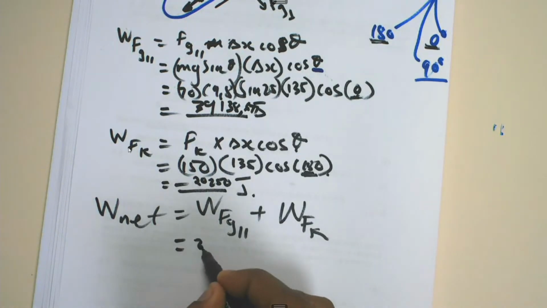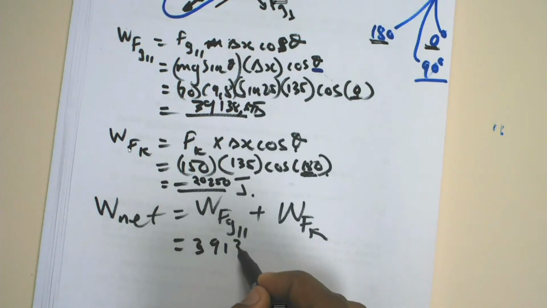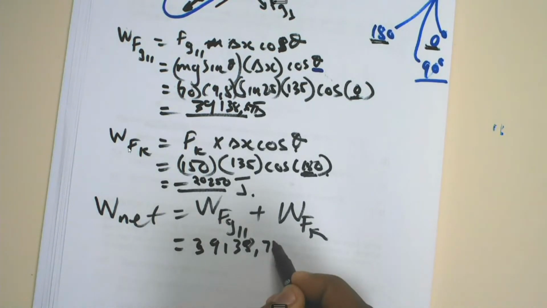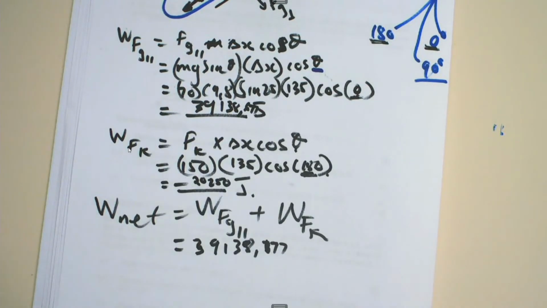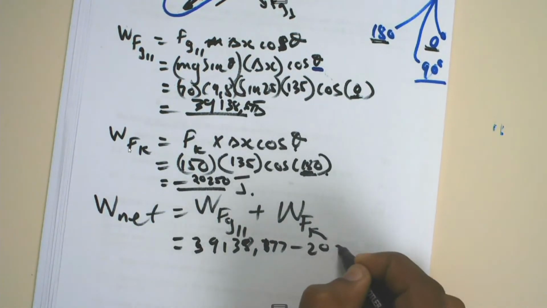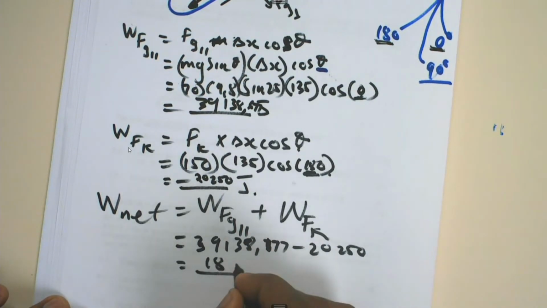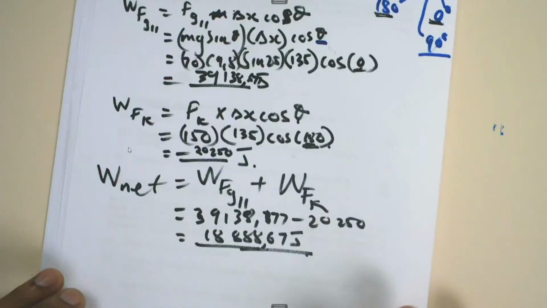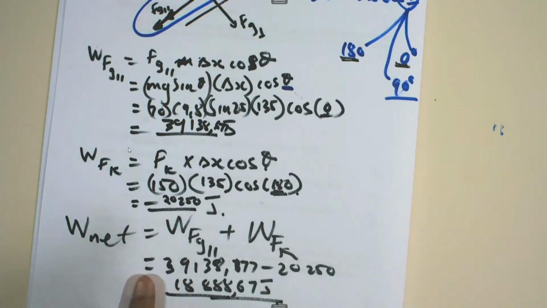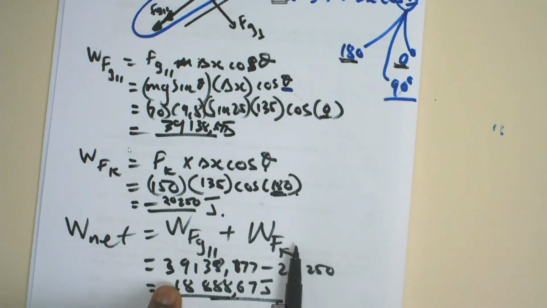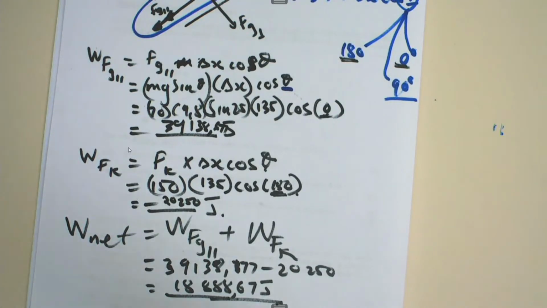So it will be just FG parallel, 39138,677 minus now 20250. So the final answer there will be 18,888,67 joules. So I will get it right by so doing. So you can imagine if I wanted now to compress everything into one. Hence I'm saying I am developing a pattern, a way of us now getting maximum marks.